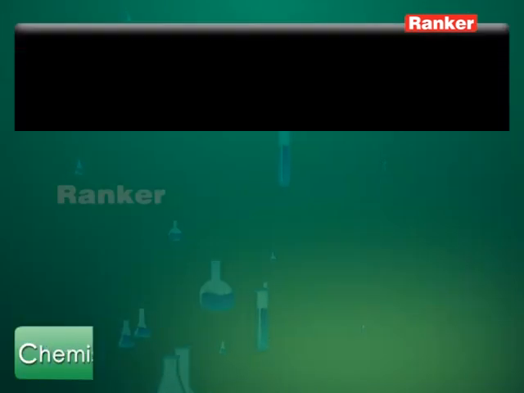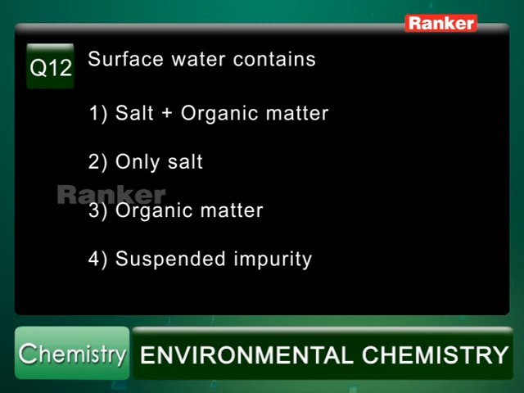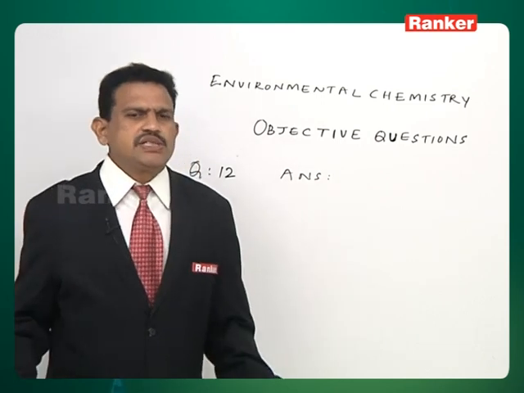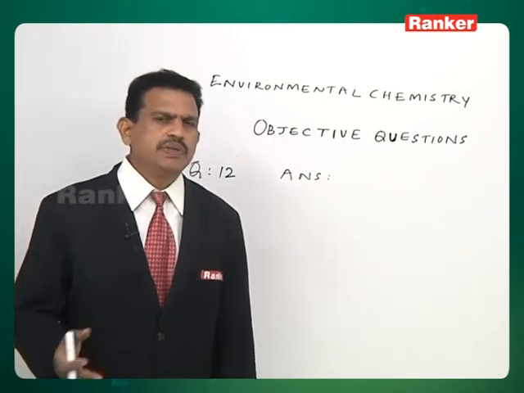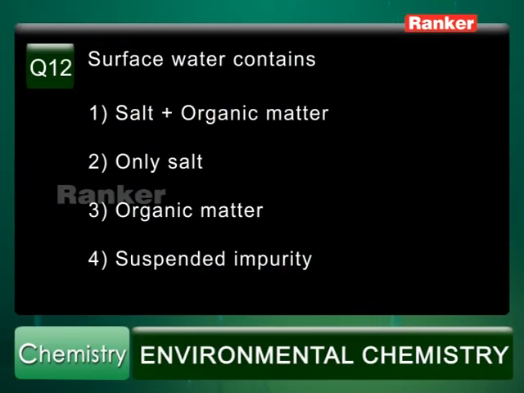Question number 12. Surface water contains: option 1, salt plus organic matter, 2, only salt, 3, organic matter, 4, suspended impurities. Surface water consists of organic matter mixed up in the salt. So we can go for option 1.